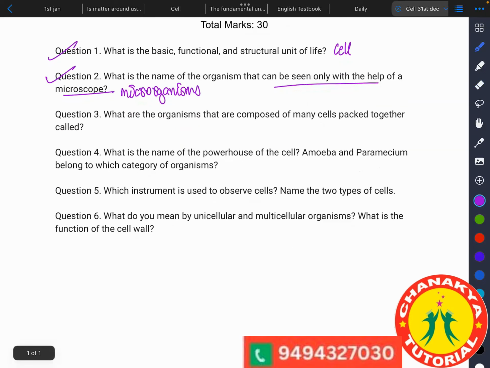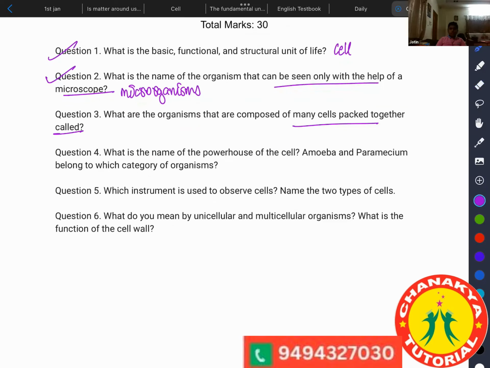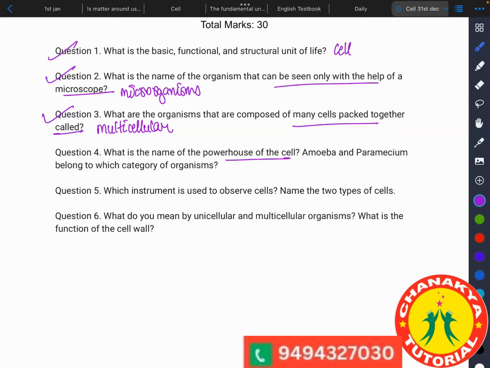Fine. Now the third question is, what are the organisms that are composed of many cells packed together? Multicellular. Good. Fourth question, what is the name of the powerhouse of the cell? Mitochondria.